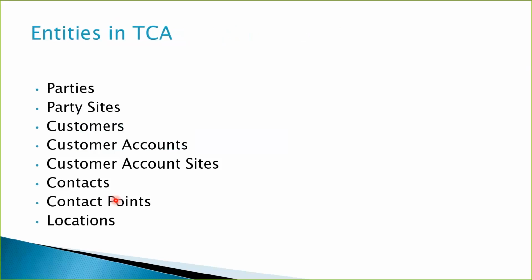So we enter into a relationship with these parties, and it could be also an individual. Party sites are locations which are used by a party for a specific purpose, okay? What about customers? We know customers. A customer is a party with whom we have entered into a selling relationship. Customer account defines the terms of the relationship with the customer. So you can have different customer accounts with a single customer depending on the relationship defined in those accounts.